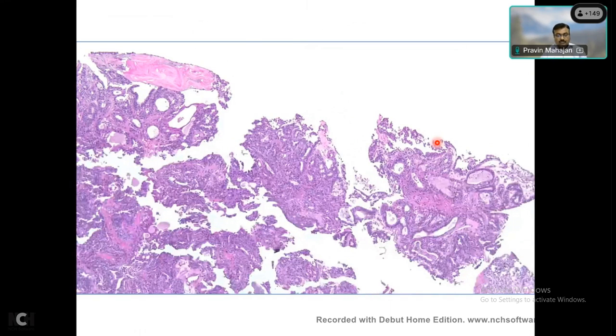You go on to high power and you start to see what looks like a broad papilla. There you can actually make out epithelial and some myoepithelial cells. There is this sclerosed papilla also.